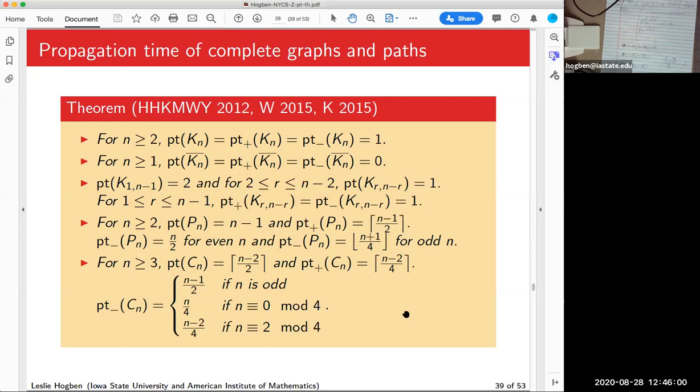Okay, thank you. Yeah, we're going to get into this more in throttling. There is no exact relationship except for very specific graphs like paths. Okay, thanks.